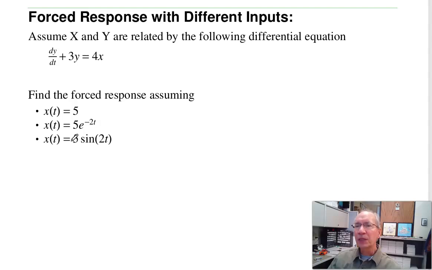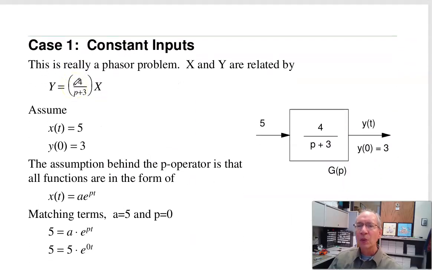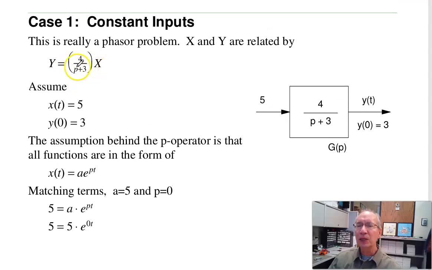Now what that does for me is it makes the forced response a whole lot easier to find. For example, suppose I have this differential equation and 3 different forcing functions. X is 5, x is 5 e to the minus 2t, and x is 5 sine of 2t. Find the forced response. Well, the approach is using the p operator. Here's the transfer function from x to y.